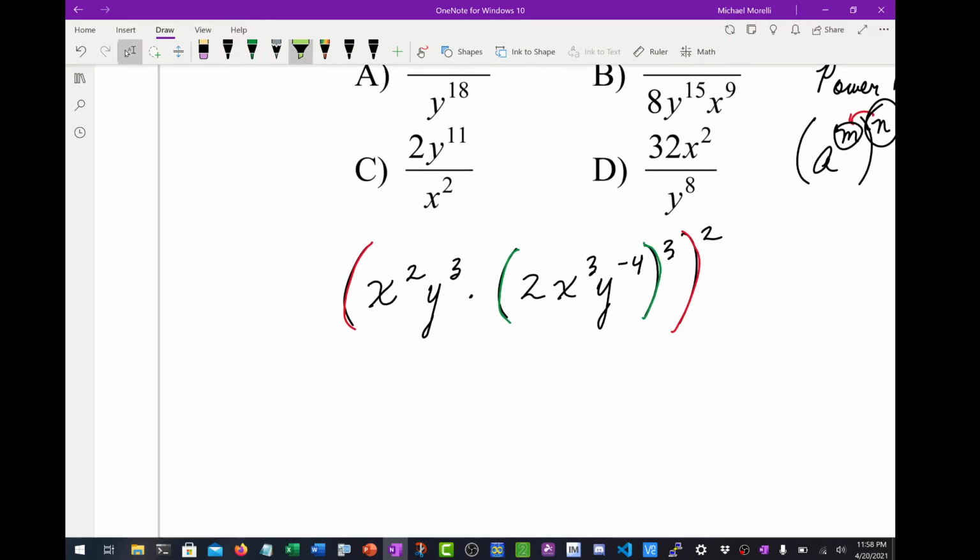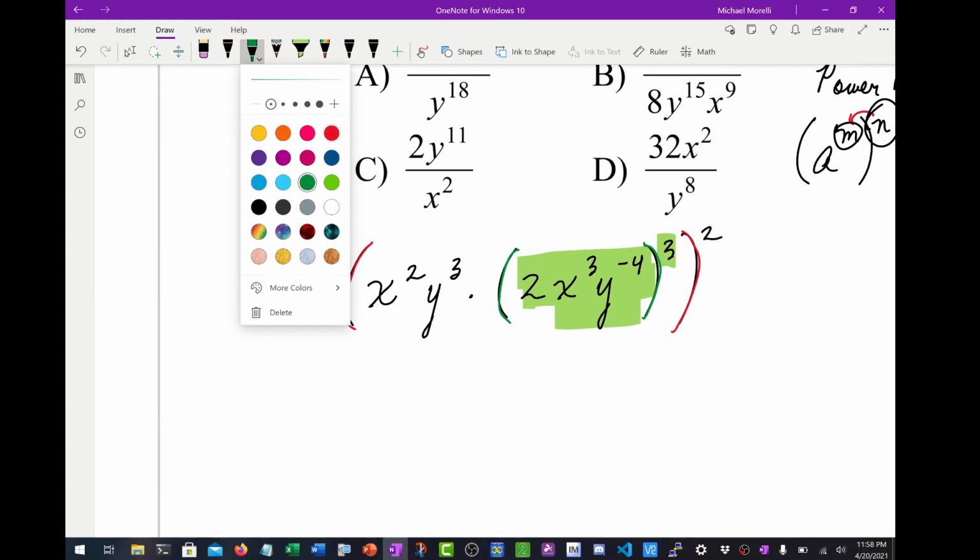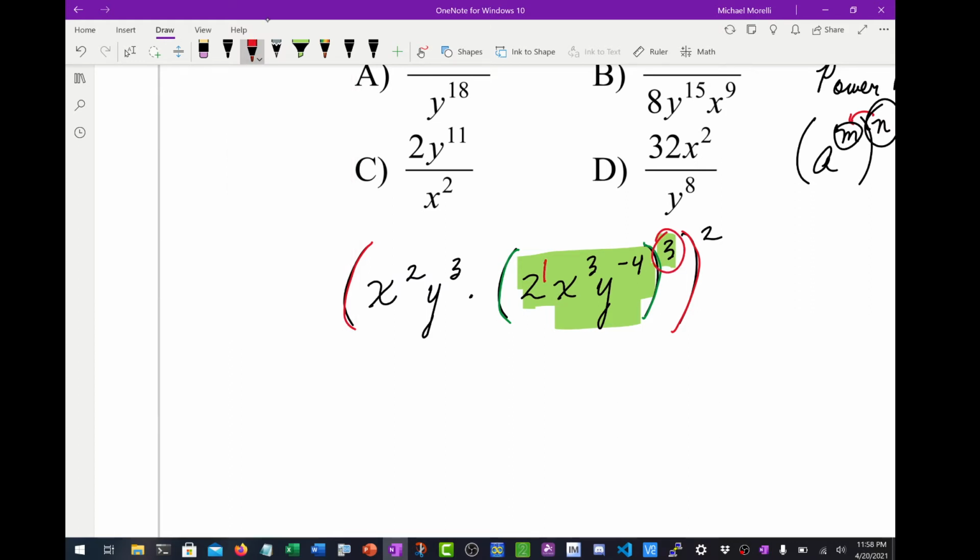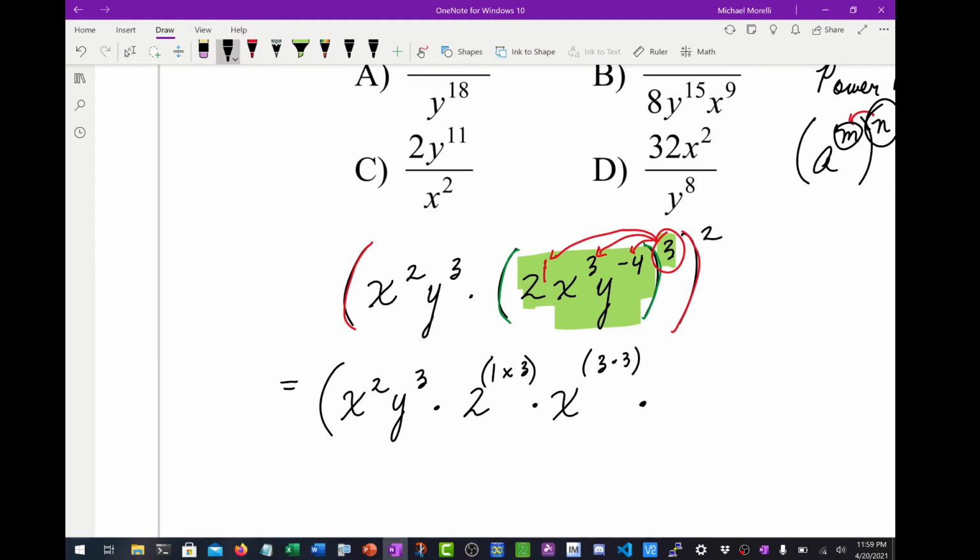Now, we're going to deal with the internal parentheses first. So the first thing I'm going to do is deal with this. All right, and then I'll deal with the rest of it. So remember, the power rule says I'm going to multiply that external exponent right here by all of the exponents. I'm going to give that 2 a 1 because I'm even going to multiply that 3 by the 1 exponent of that 2. All right, so the first step here, we're going to just rewrite x squared y cubed. And now I don't need the green parentheses anymore. I can just say times 2 raised to the power of 1 times 3, times x raised to the power of 3 times 3, times y raised to the power of negative 4 times 3.